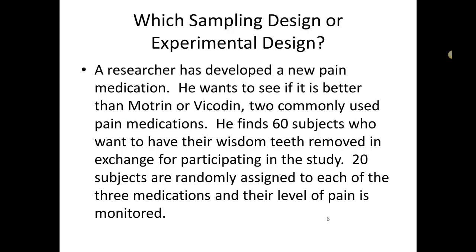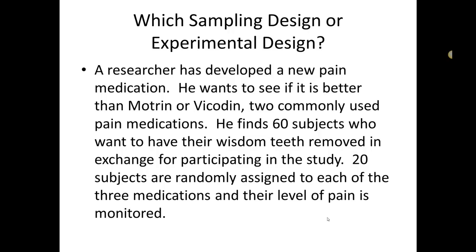All right, one more example. A researcher has developed a new pain medication. He wants to see if it's better than Motrin or Vicodin, 2 commonly used pain medications. He finds 60 subjects who want to have their wisdom teeth removed in exchange for participating in this study. 20 subjects are randomly assigned to each of the 3 medications, and their level of pain is monitored.